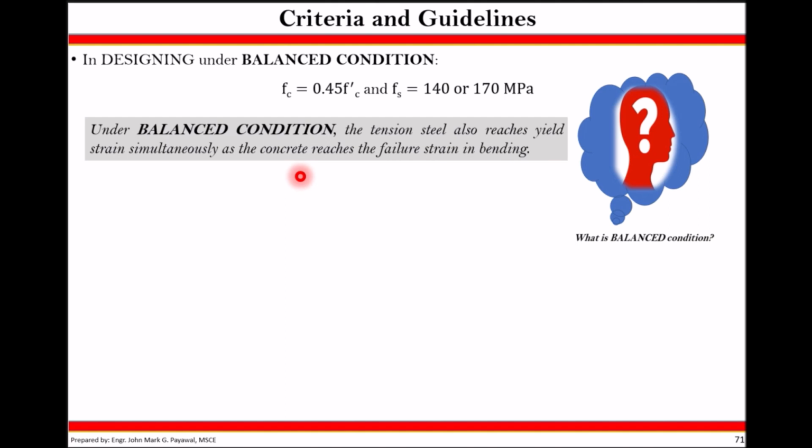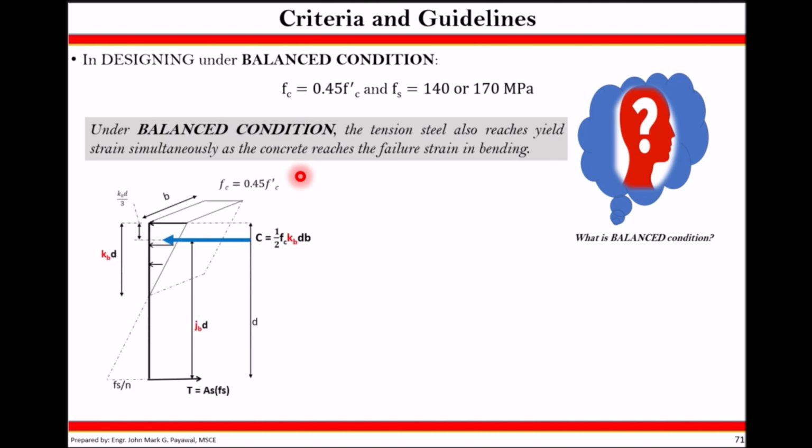So for balanced condition, we use different values for k and j. If you remember, your k could be the square root of (2n rho plus (n rho) squared) minus n rho, and your j is equal to 1 minus k over 3. But in here, the balanced condition would be quite different. If we take a look at this stress diagram and label k to be balanced, so kb is labeled here, and then j would be your jb. Again, k and j are your investigation factors in which the ratio and proportion could be applied.